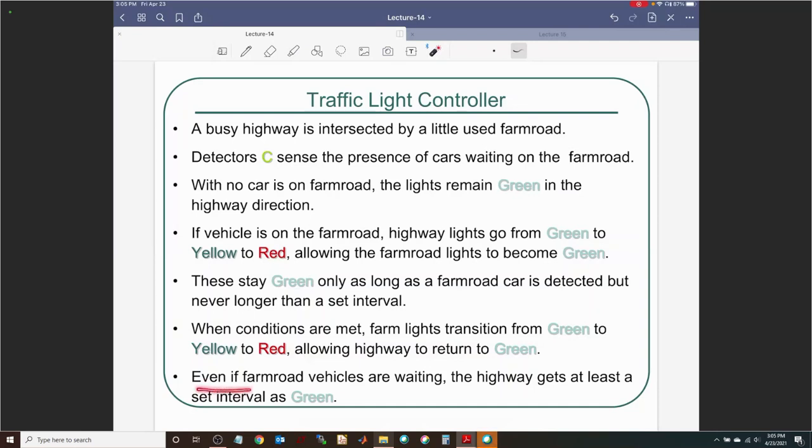Now, even if there are vehicles or cars waiting on the farm road, the highway will get at least a set interval as green. So there are going to be two timers: one for which you keep the highway lights green on, and one for farm road lights to be green, right? So two intervals here. Let me highlight those. One set interval here and the other set interval for the highway. Timer zero, timer one, sure. I think I have a long timer and short timer, but we'll take a look.